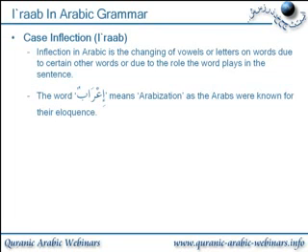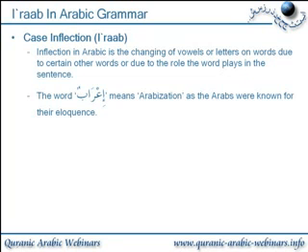Now, we're going to look at something called the i'rab, and this is known as case inflection. Some people call this declension as well, but we're going to call it case inflection. So what is this? Inflection in Arabic is the changing of vowels, i.e. that's normally your kasra, fatha, dhamma, dhammatain, fathatain, kasratain, or letters on words, due to certain other words or due to the role the word plays in the sentence.